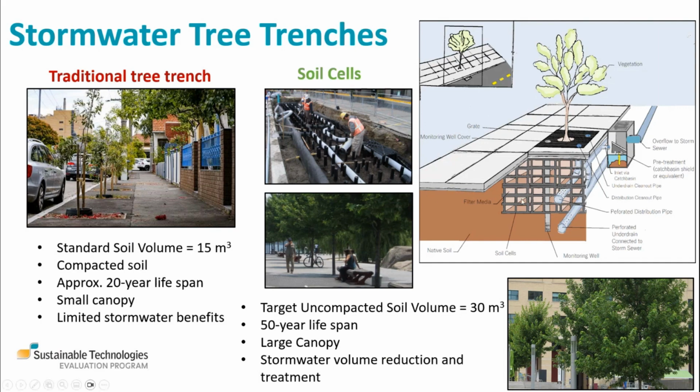You have all this area that can run perforated under drains and perforated distribution pipes. So water can enter the overflow and into your local cisterns. You have a pre-treatment area with a catch basin shield or equivalent, which stops a lot of litter, cigarette butts, and kind of granular materials. It enters into the system here.